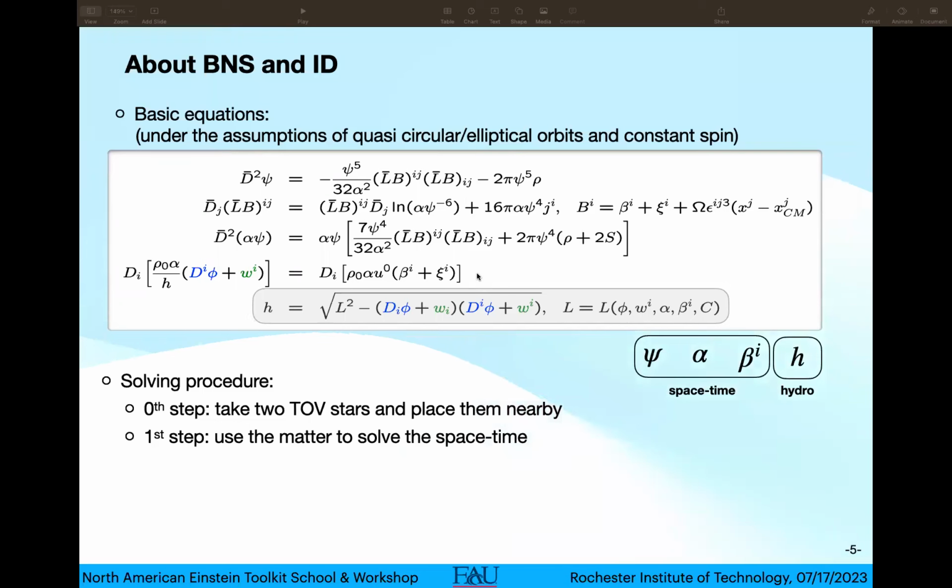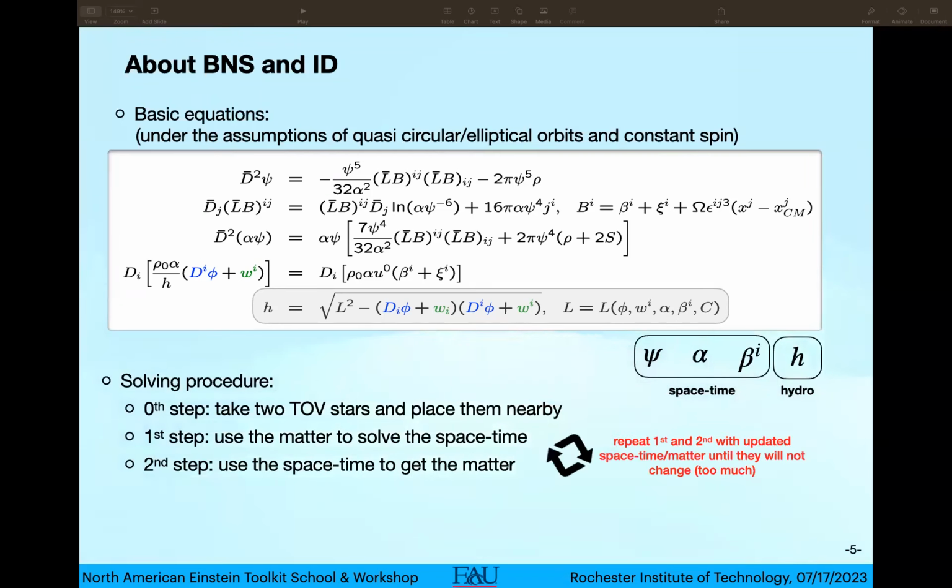And since we have these fields, then we can ask again: what kind of matter distribution fits this space-time? In fact, this is the very essence of general relativity. The space-time tells the matter how to move and distribute over the space, and the matter tells the space-time how to curve. We need to do it iteratively because we start from a very artificial configuration and we expect convergence after a reasonable number of steps of this iteration process.